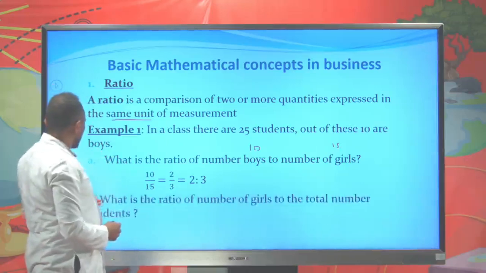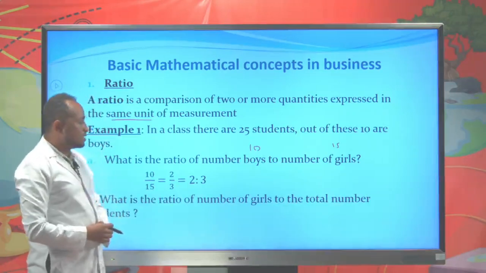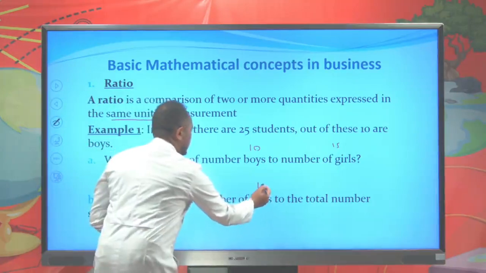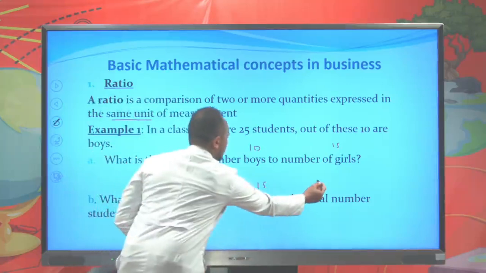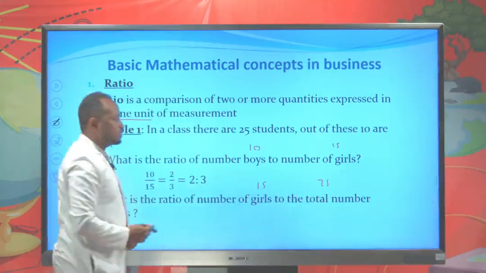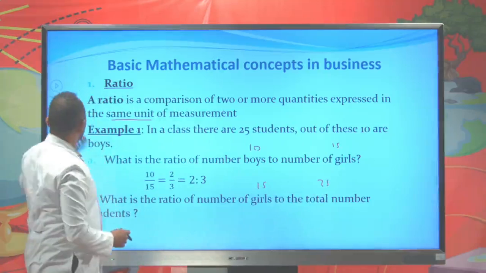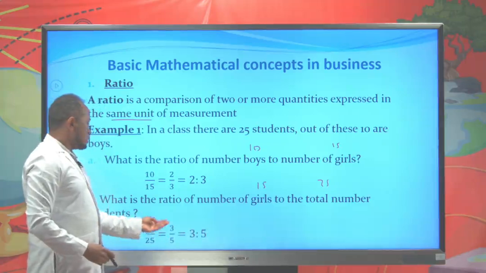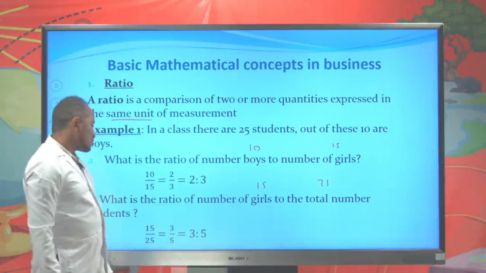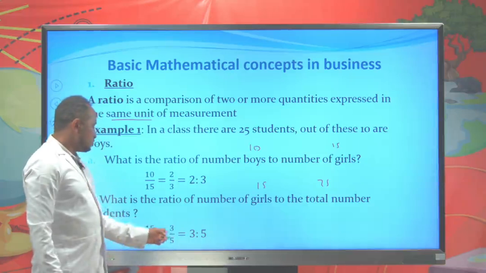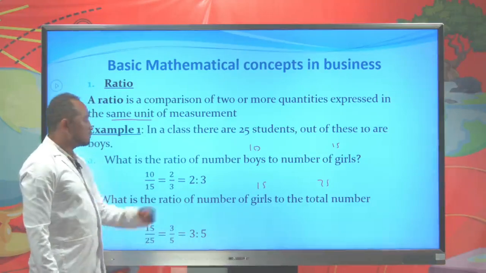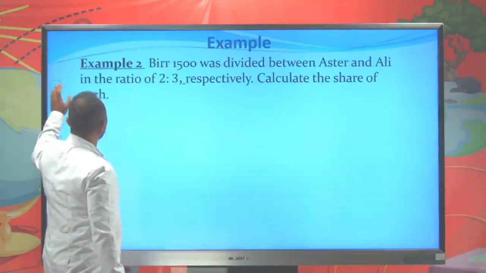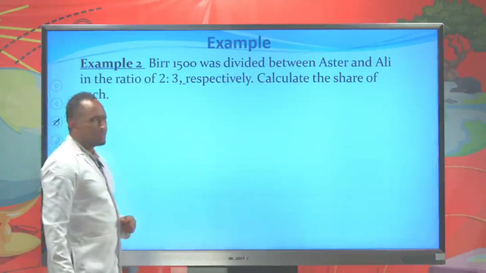Next, what is the ratio of the number of girls to the total number of students? The number of girls is 15 and the total number of students is 25. So the ratio is 15 over 25. Simplifying this, or writing into lowest terms, dividing by 5, you will have 3 over 5. Therefore, it will be 3 ratio 5. Now, let's see another example.